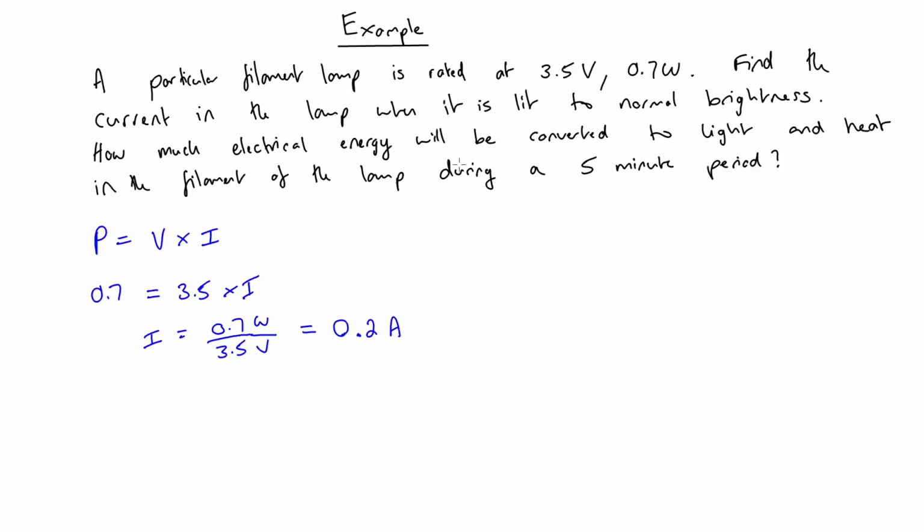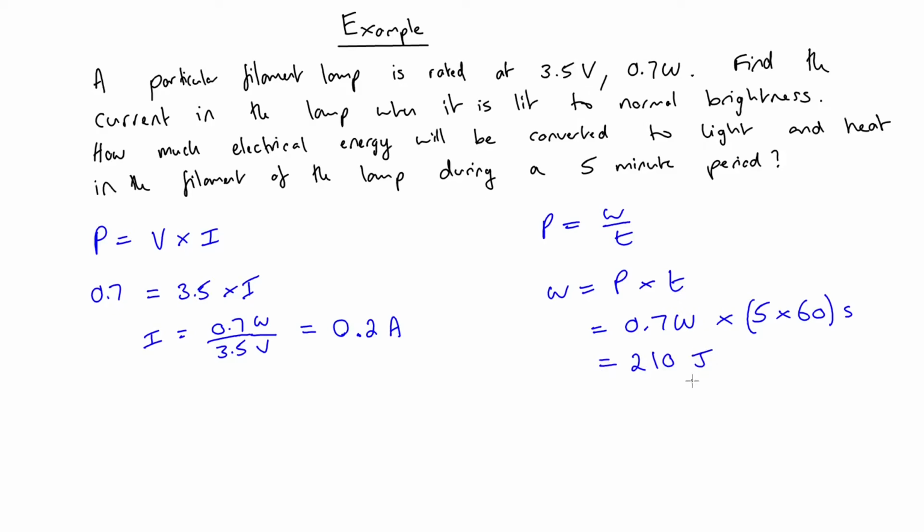During a 5-minute period, how much electrical energy will be converted to light and heat? Well, we know that power is work done over time, so the energy transferred is just power multiplied by time. Here we're dissipating 0.7 watts of energy every second in this filament. For 5 minutes, don't forget a watt is a joule per second, not a joule per minute. So we need the 5 minutes in seconds. Every minute has 60 seconds in it, so we've got 5 times 60 seconds. If we multiply those together, we have 0.7 times 300, and that will give us 210. Of course, the unit of energy is the joule, capital J for joules. And there we are, a simple problem involving electrical power.